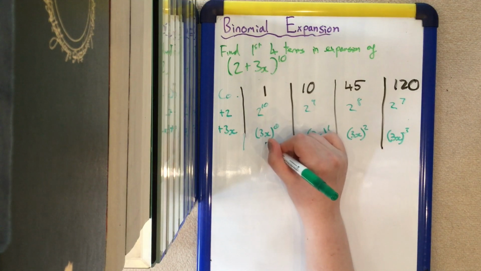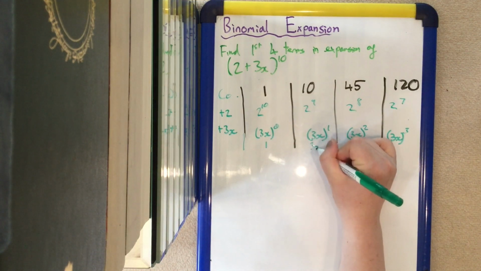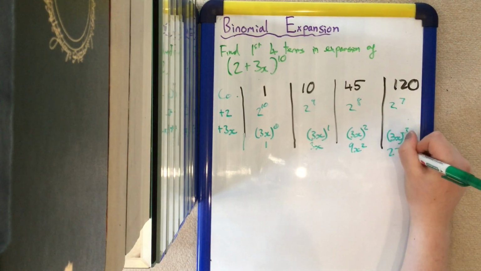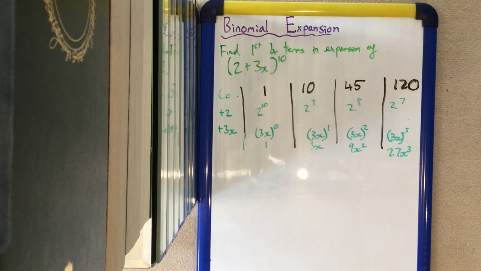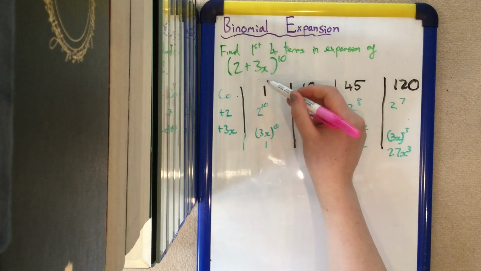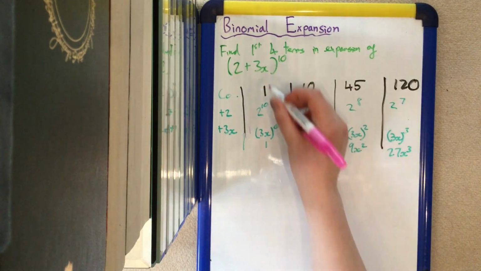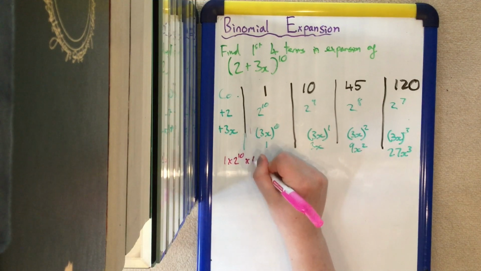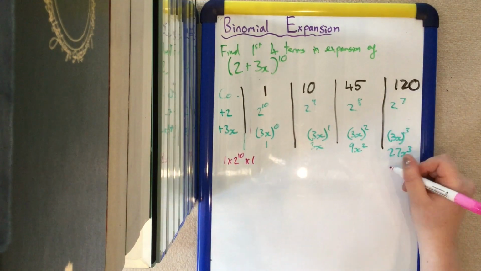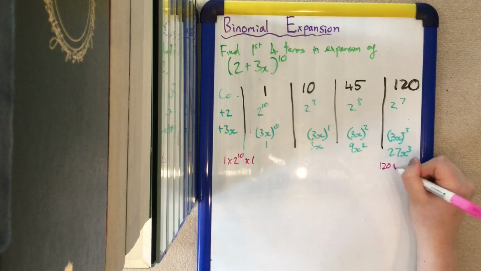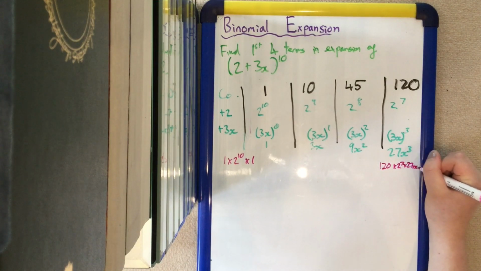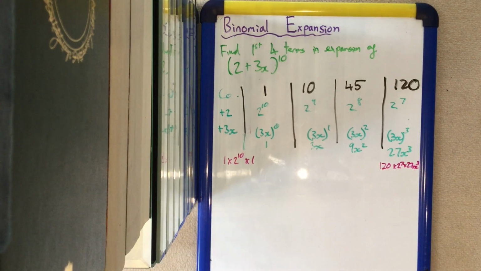3x to the 0 is 1, 3x to the 1 is 3x, this gets me 9x², and this gets me 27x³. The final stage in this process is to then multiply down the column. So this first column is 1 times 2^10 times 1. Pretty simple. But this one is 120 times 2^7 times 27 times x³. So a little more complicated.